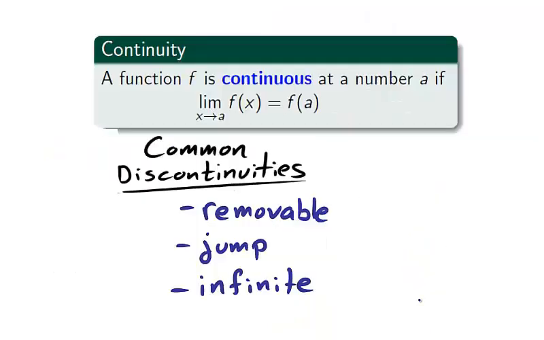The type of a discontinuity is not determined by the actual value f of a. It is solely determined by the limit.